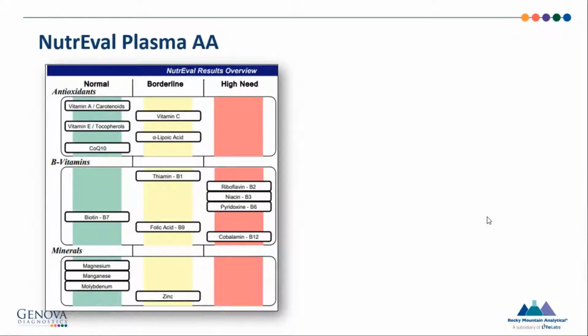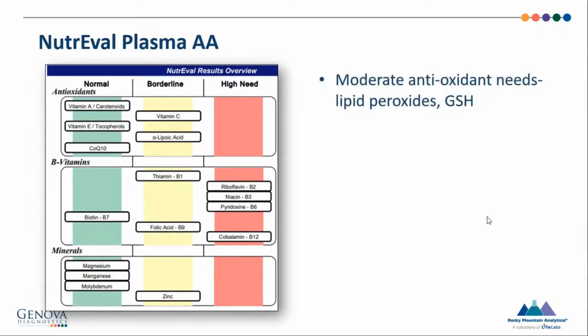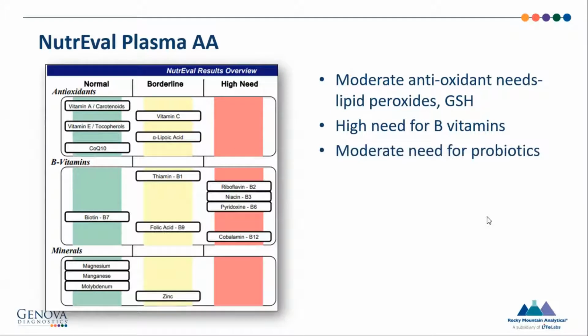So what do we have here? Looking at this test, I would summarize a moderate antioxidant need, the lipid peroxides, the glutathione, a high need for B vitamins, and that's going to be part of the detoxification, energy production, a moderate need for probiotics. I mean, she's had antibiotic therapy, she's got constipation, she's got gas.